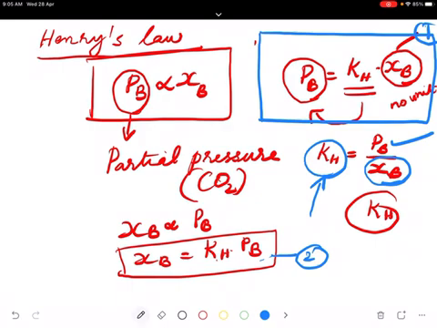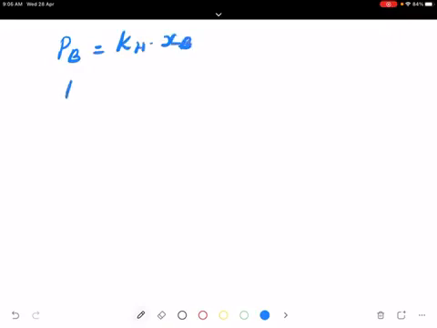Now we are dissolving a gas into a solvent to make a solution. Gas means pressure. Pressure has an important role in the solubility of a gas, and that relation is expressed in the form of Henry's law. What is Henry's law? Henry's law states that the partial pressure of a gas in vapor phase, Pb, is proportional to the mole fraction of the gas in the solution. We have learned that Pb is equal to Kh into Xb, so Kh will have the unit of Pb.